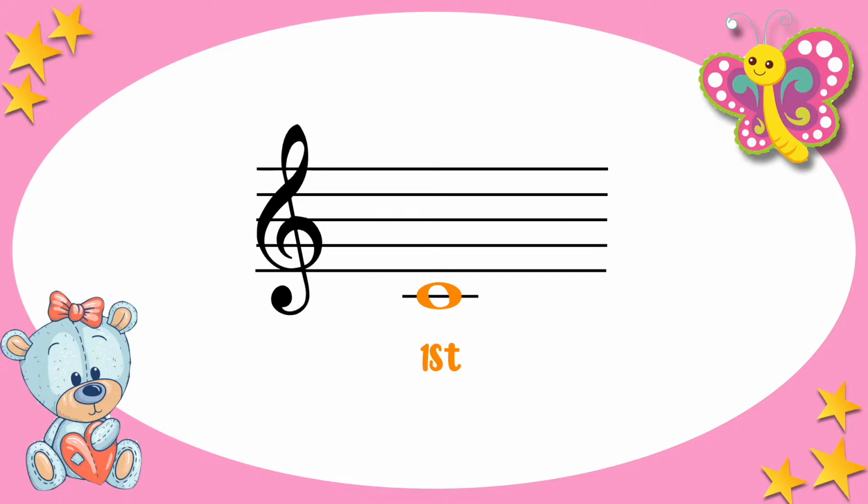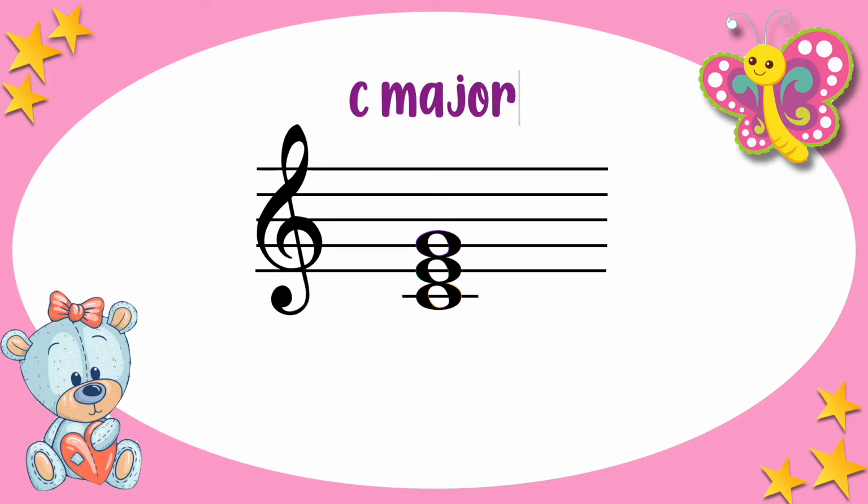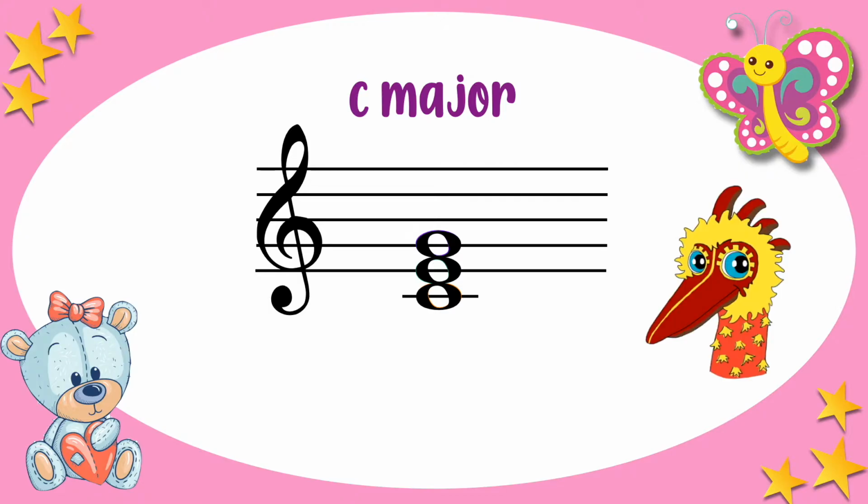C is the first degree, forming the base of the tonic triad. The following note of the tonic triad is the third degree from the tonic. In this case, it's E. The final note of the tonic triad is the fifth degree from the tonic. In this case, it's G. Here you have your C major tonic triad. C, E, G for C major.